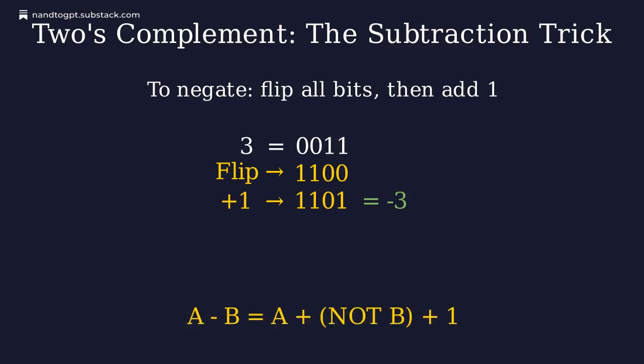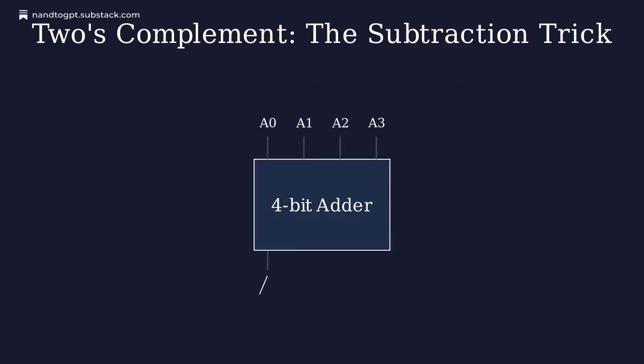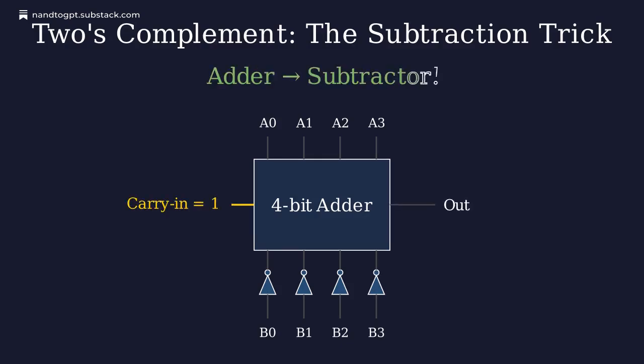So the formula is a minus b equals a plus not b plus 1. Look what that means for our adder. We add NOT gates on the b inputs and then set carry in to 1. And we have just built a subtractor using our adder. Same circuit, slightly different inputs.